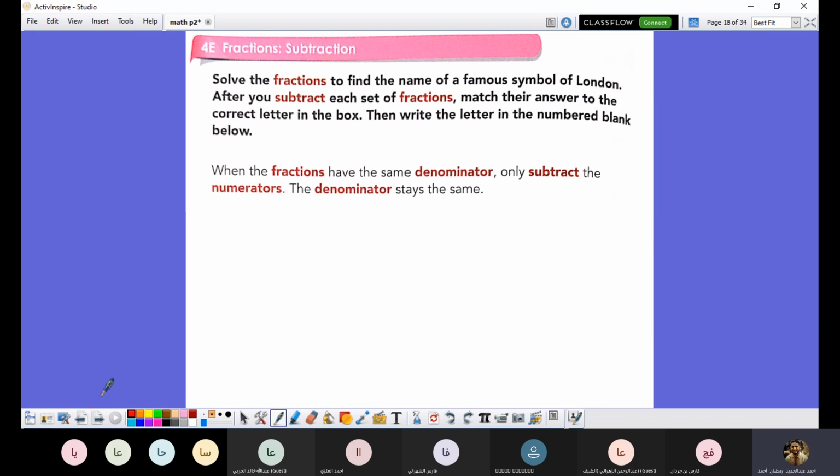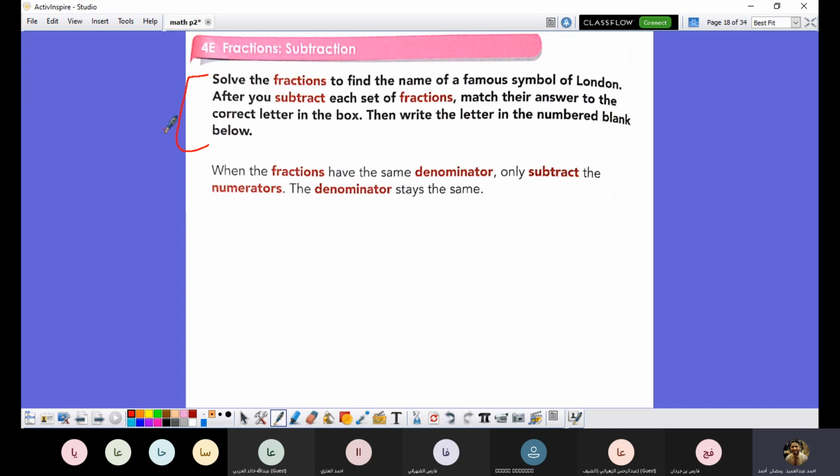Now we have another part, fractions subtraction. Solve the subtraction to find the name of a famous symbol of London after you subtract each set of fractions. Match their answer to the correct letter in the box. Then write the letter in the numbered blank below. Okay, this is an example.